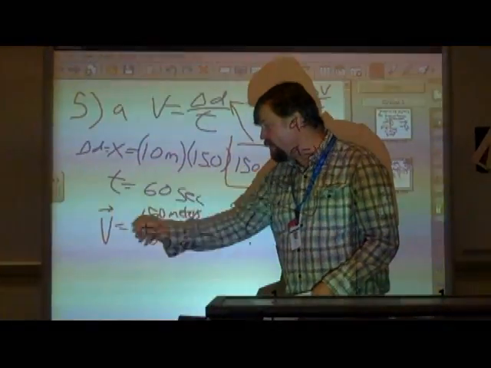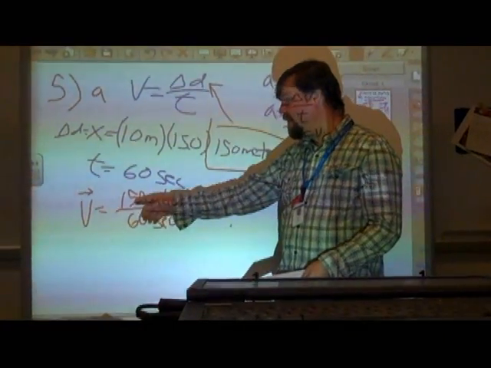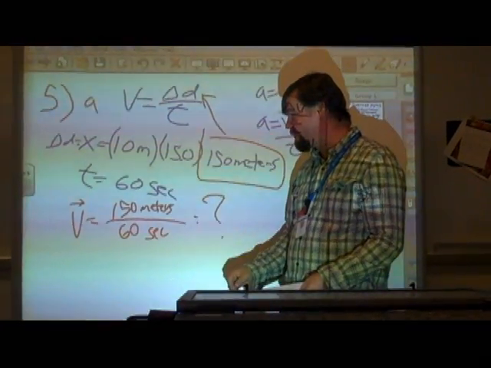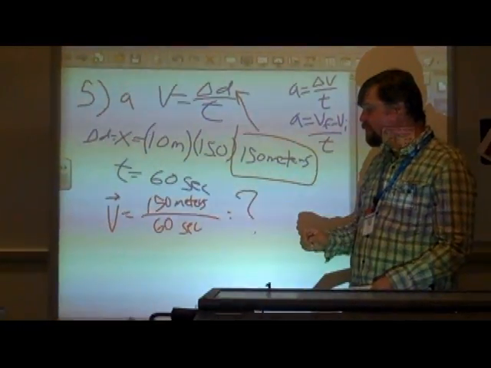So our average velocity that the frog was hopping at for 150 meters in 60 seconds. Alex, what'd you get for that? 2.5 meters per second. All right, you got 2.5 meters per second. So our average velocity is 2.5 meters per second.